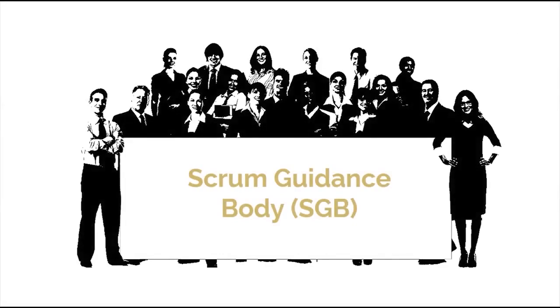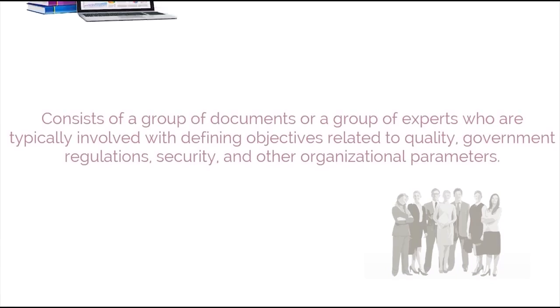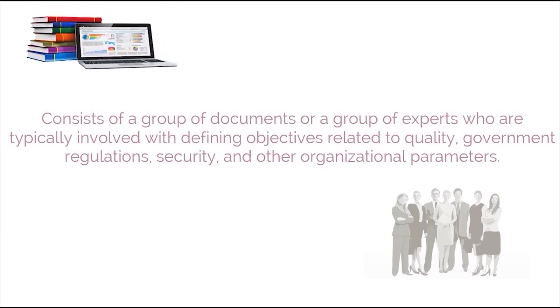So let's get started with the Scrum Guidance Body, or SGB. It is an optional role. It generally consists of a group of documents or a group of experts who are typically involved with defining objectives related to quality, government regulations, security, and other organizational parameters.